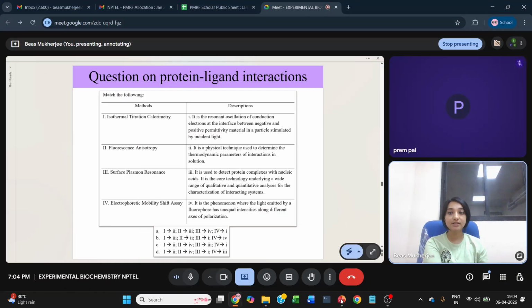Right, now we have another question. This is all about the principles. Okay, hopefully you'll be able to answer this. This shouldn't be very challenging. Let's see. So ITC, fluorescence anisotropy, surface plasmon resonance, and EMSA. Now try to match whatever is in the right hand side column.